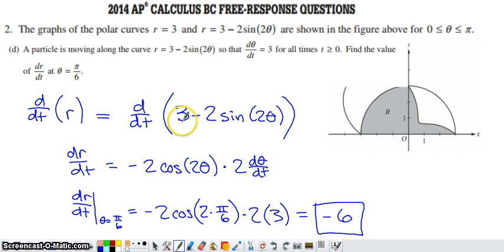So the derivative of 3 is 0, and then I copied my negative 2. Derivative of sine is cosine. I left my inner function inside that cosine ratio, and then I'm multiplying by the derivative of this inner function. Well, the 2 is a constant, so I'm copying this 2, and then the derivative of theta with respect to t is going to be d theta dt. And then if we put pi by 6 in place of our theta, put the value they gave us for d theta dt in place of d theta dt, and evaluate, you get a result of negative 6.